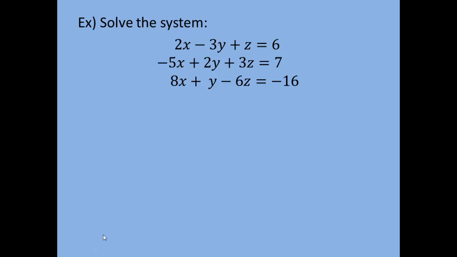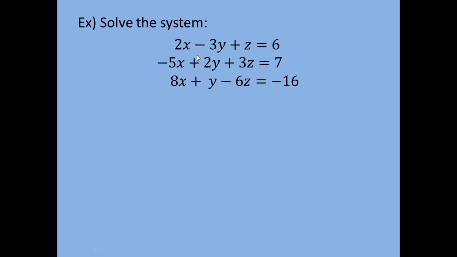So we want to solve the system of equations that we have here. 2x minus 3y plus z equals 6, negative 5x plus 2y plus 3z equals 7, and 8x plus y minus 6z equals negative 16. Remember, our goal when trying to solve a system of equations is to find the ordered pair, in this case the ordered triple, that works in each of the equations.